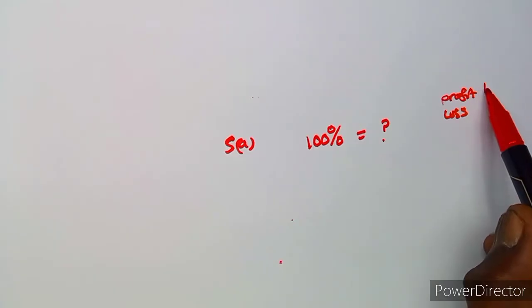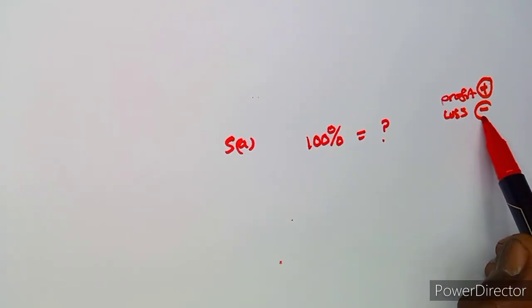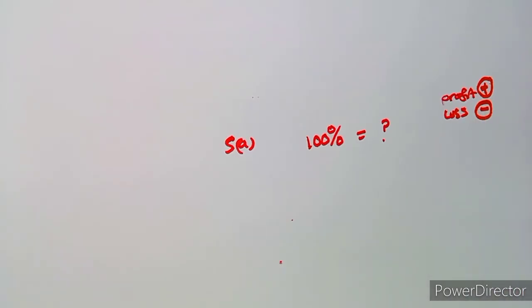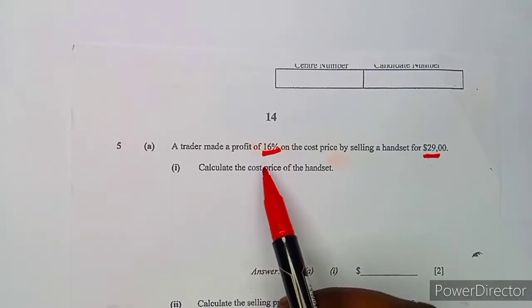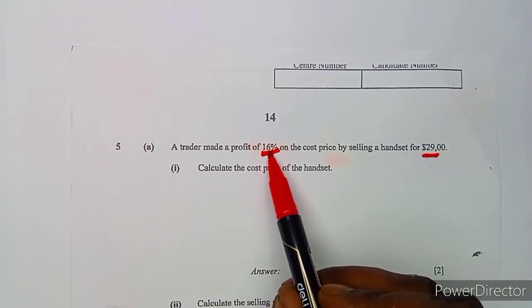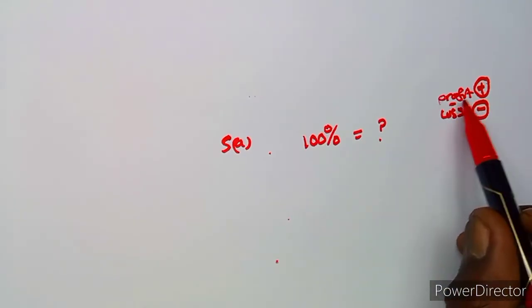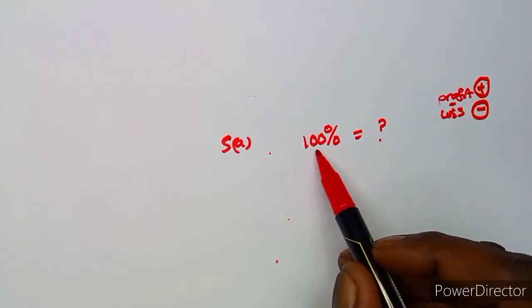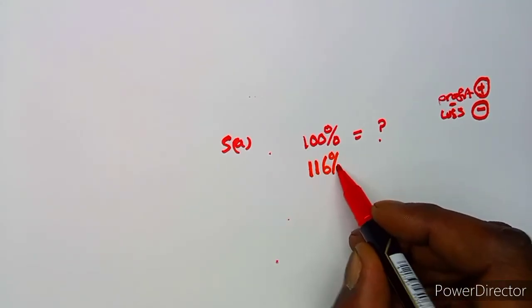So a profit that you're going to have, you have to add. A loss means we have to subtract from whatever we are going to get. That's a loss. So in this case, this trader made a profit of 16%. So we are simply going to add that profit, because it's a profit, so we have to add. So if we add 16% here, it's going to be 116%.